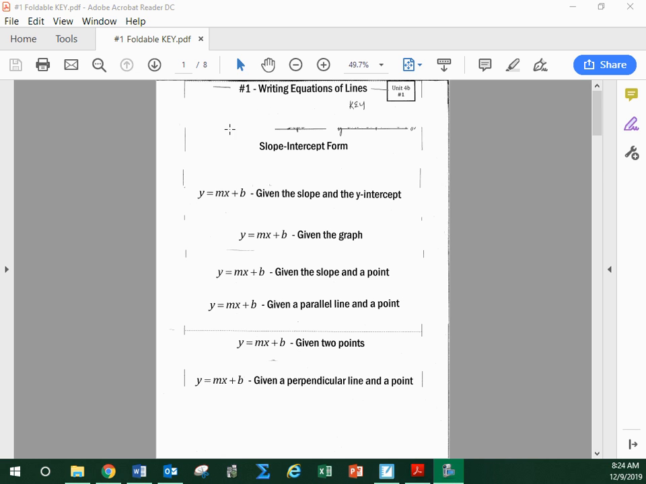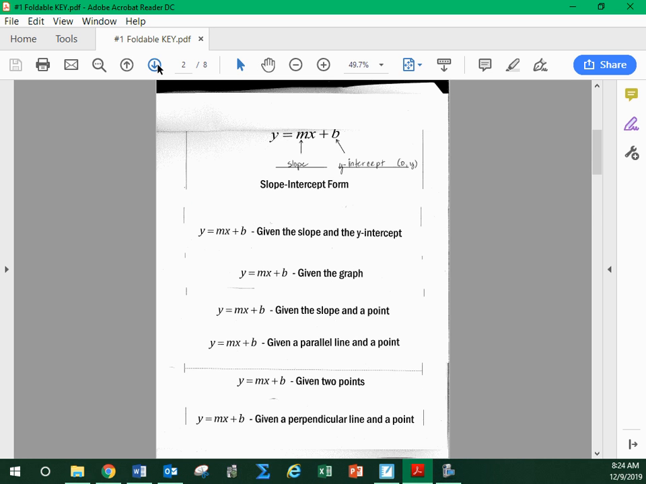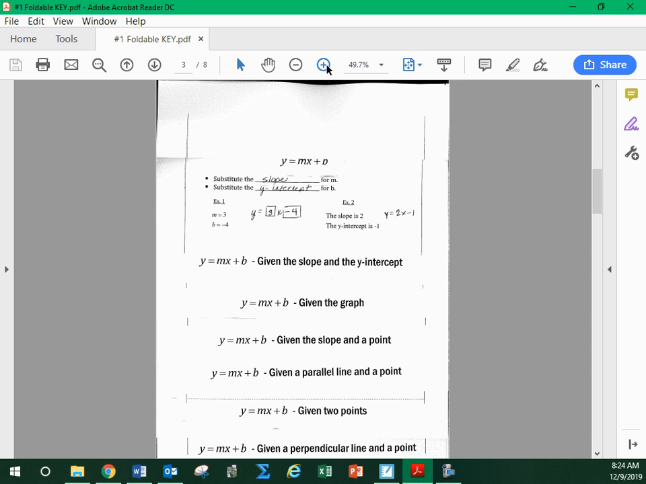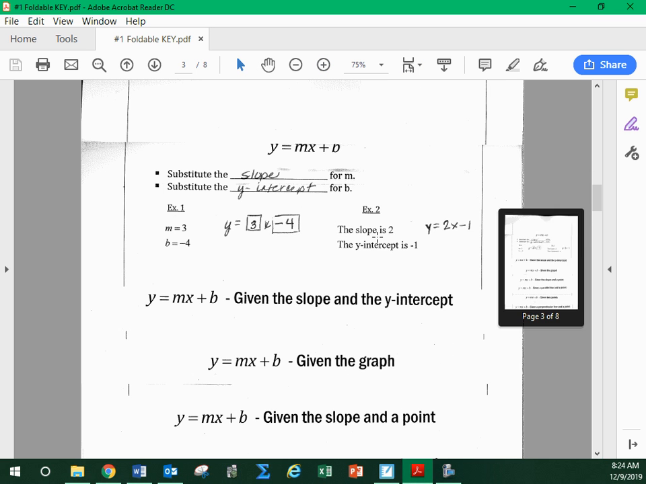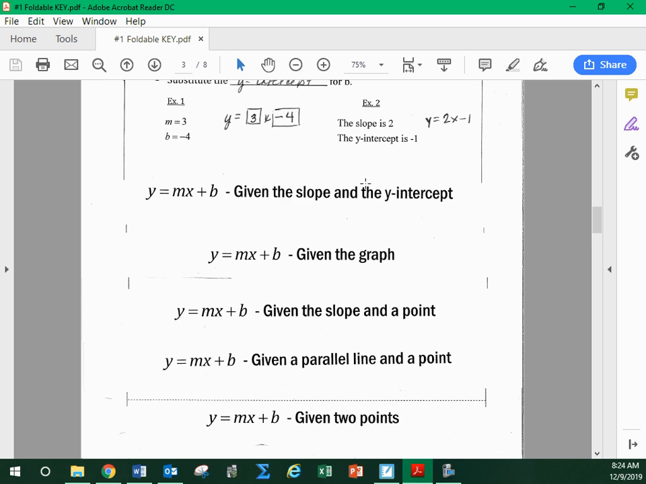Our slope-intercept form, that is y equals mx plus b. And when they give us the slope and the y-intercept, that's pretty easy, straightforward. It's just writing the equation using, yep, you're just putting your m in for m and your b in for b, so nothing crazy there. So that's giving the slope and the y-intercept.